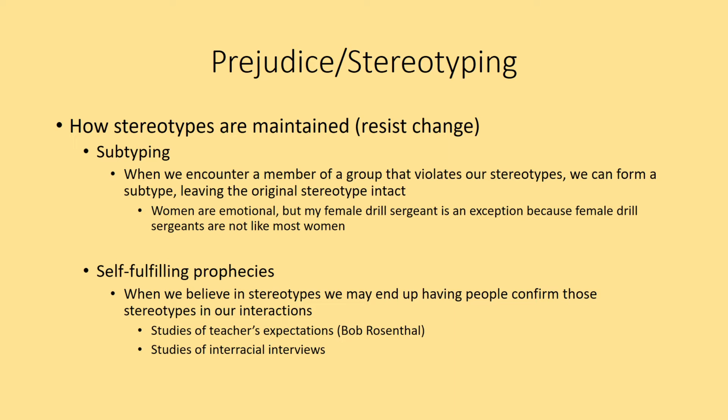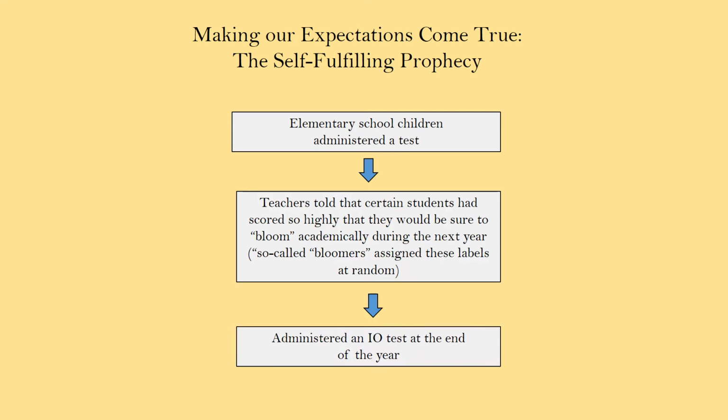In actuality, Bob Rosenthal gave these teachers students who had relatively the same kinds of academic scores. There were no real differences. What he was doing was changing the teachers' expectations, their stereotypes, if you will, of how these students would perform. So if you look here, here's just a brief diagram showing you the steps in Bob Rosenthal's studies. Again, this is from the early to mid 60s. He administered a test to elementary school children.